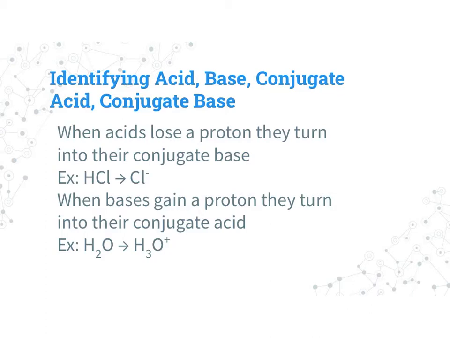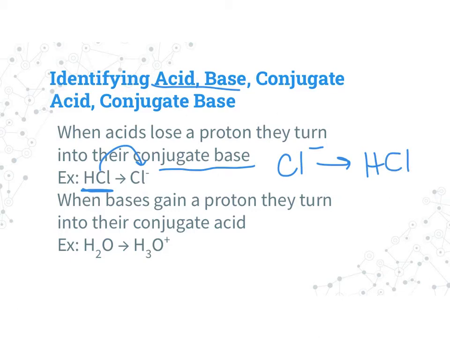Okay, so when we're identifying acids and bases, there's something called a conjugate acid and a conjugate base. So when acids lose that hydrogen, they turn into what's called their conjugate base, because that base could add to a hydrogen and go back and make that acid. So it could act as a base and accept that hydrogen.